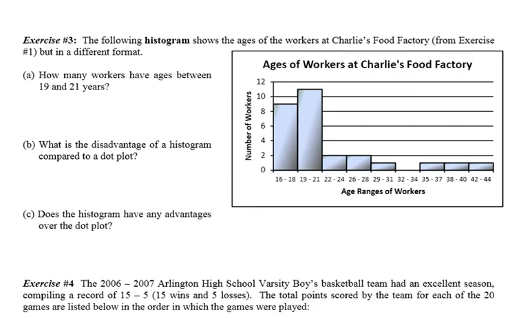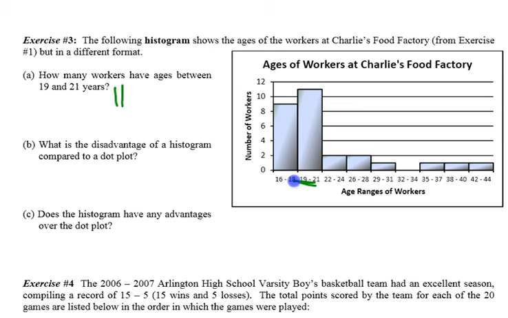All right, next one. This is something called a histogram, which we dealt with before. Histograms are where you don't have any breaks in between and you're grouping your data together. So we're talking about the ranges of people at Charlie's Food Factory. How many workers have ages between 19 and 21 years old? So that's right here, this grouping. So that's going to be 11 workers.